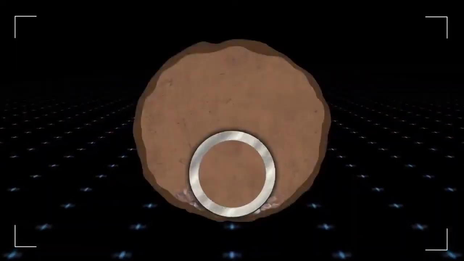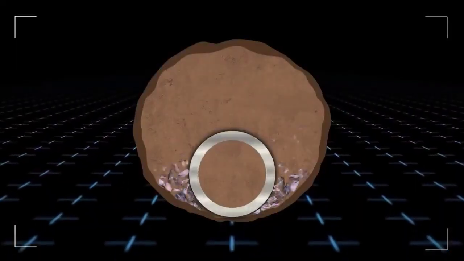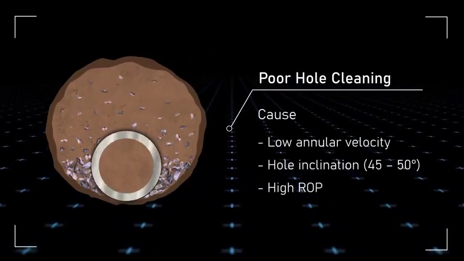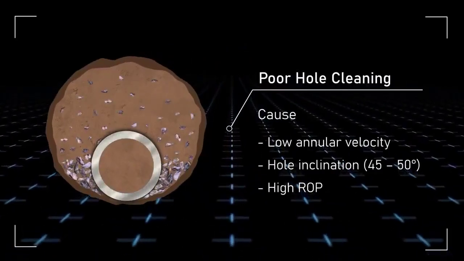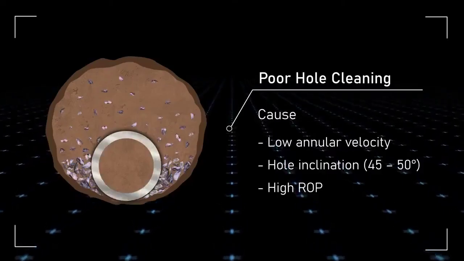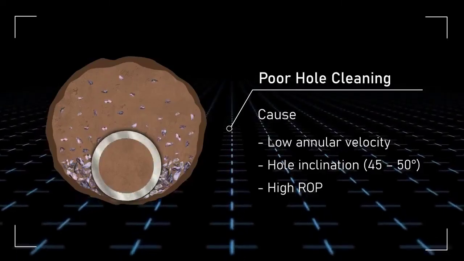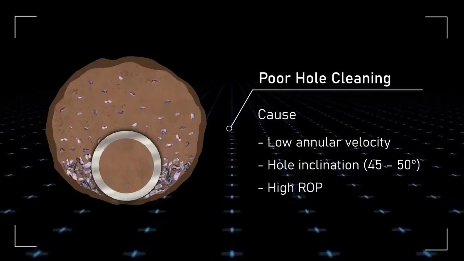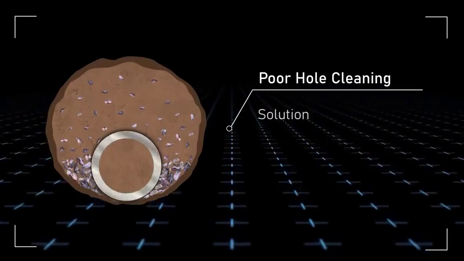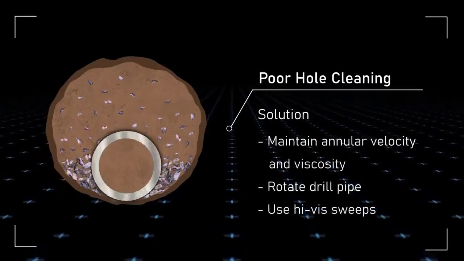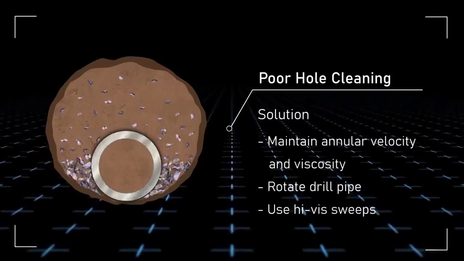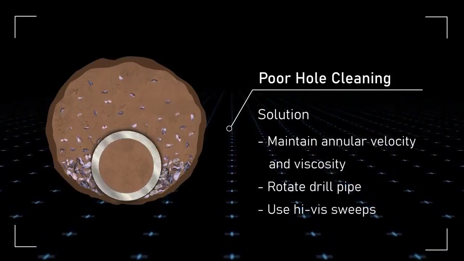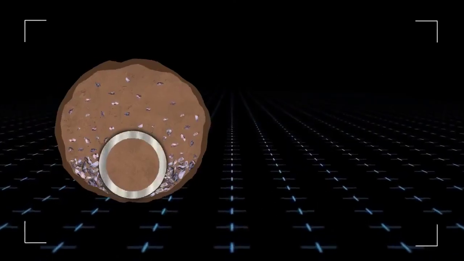When the volume of cuttings generated while drilling exceeds the volume of cuttings transported out of the hole, a buildup of cuttings, known as cuttings beds, occurs. Low annular velocity, highly deviated or horizontal wellbores, and a high rate of penetration are some known causes of cuttings buildup. High annular fluid velocities assist cuttings removal. The pumping rate, fluid properties, and rotation speeds also affect hole cleaning.